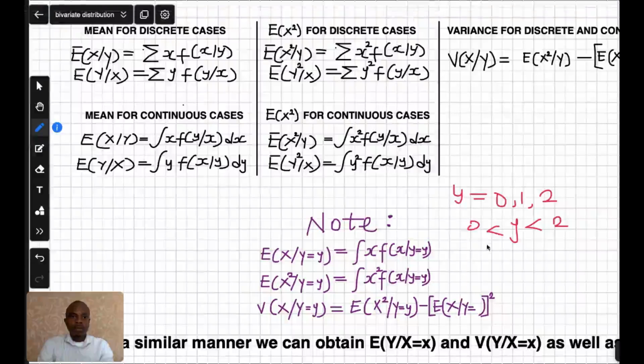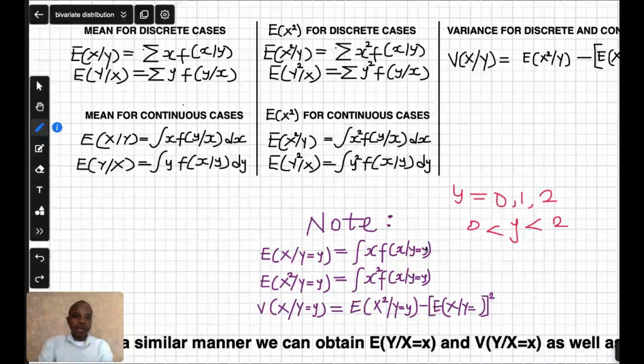So yes, in the continuous case, y falling between 0 and 2 could be anything. It could be 1.2, it could be 1, it could be 0. Don't forget that in the real sense, it could be from 0 to 2. It could be 2 also, maybe 1.9, any possible number in the continuous case. But in the discrete case, it can only be either 0, 1, or 2.